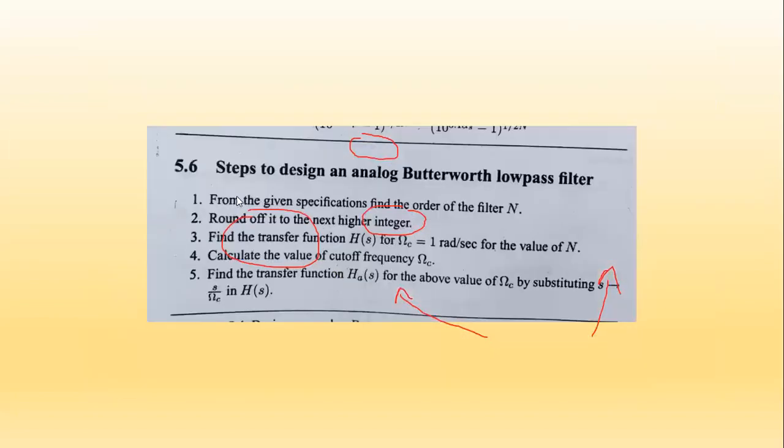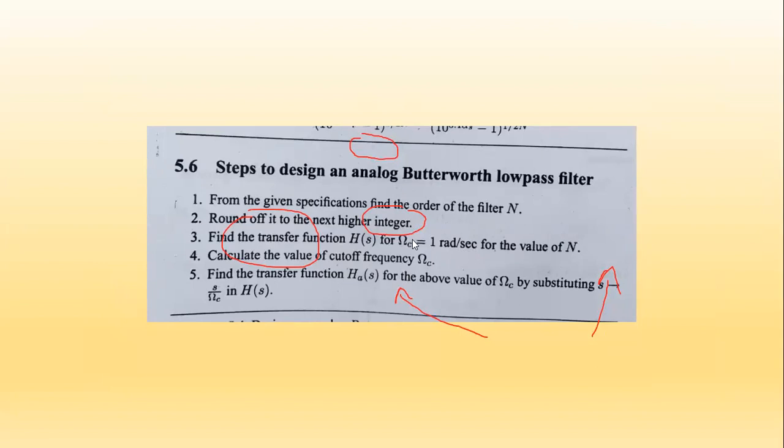So these are the steps to design an analog Butterworth low pass filter. I hope you understood the discussion. Some of the people have solved the problem; they sent me messages on WhatsApp also. So from the given specification, find the order of the filter, round off to the next higher value, and find the transfer function H of s for a cutoff frequency equal to 1 radian per second.